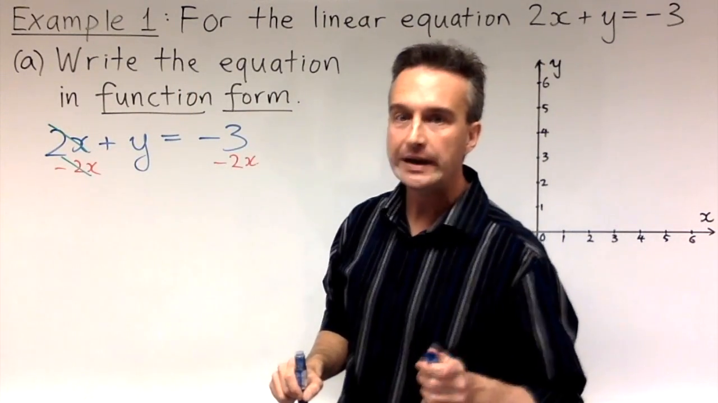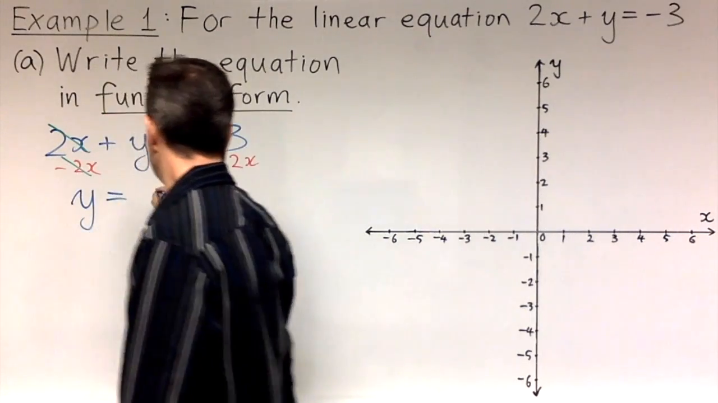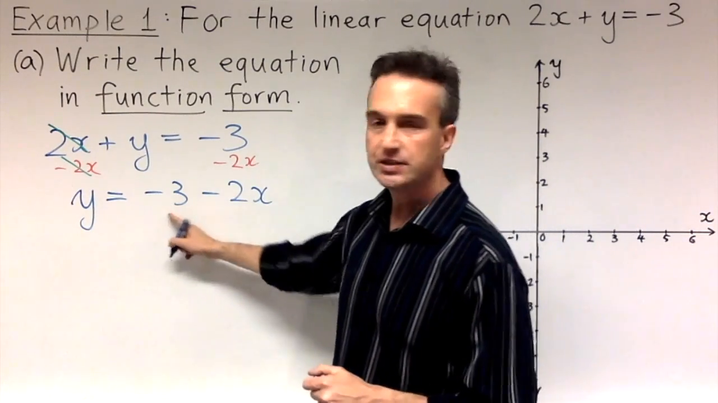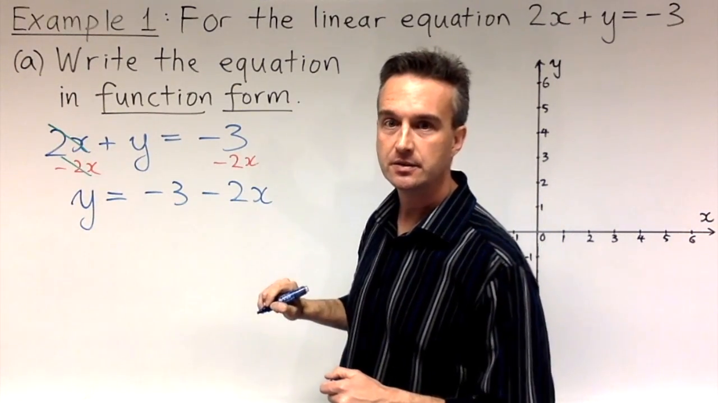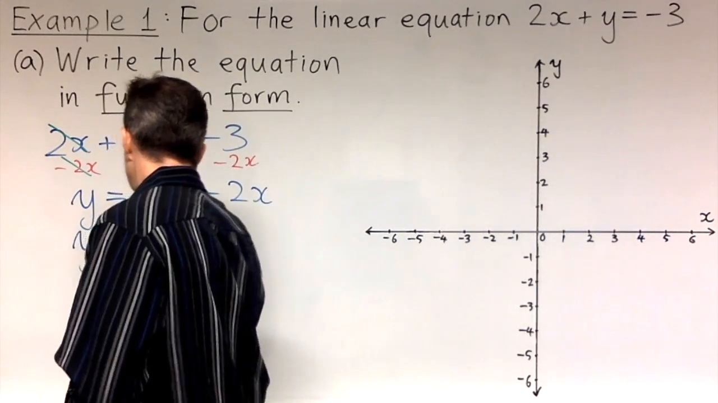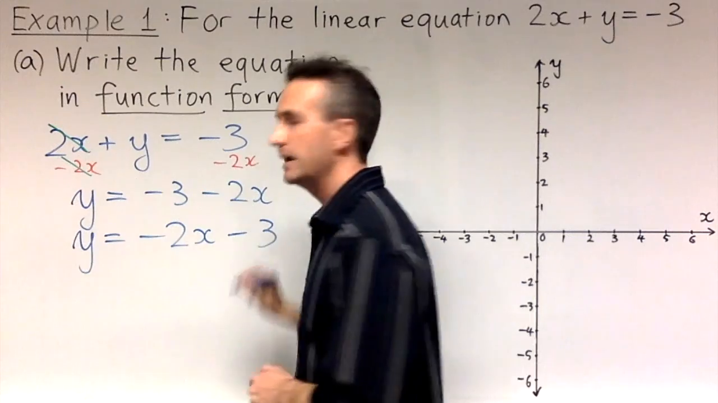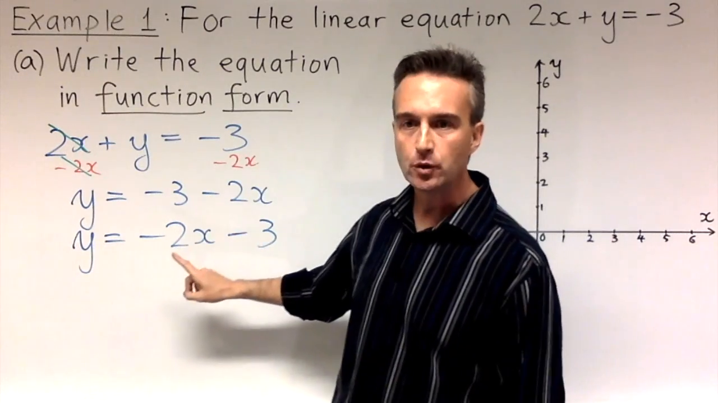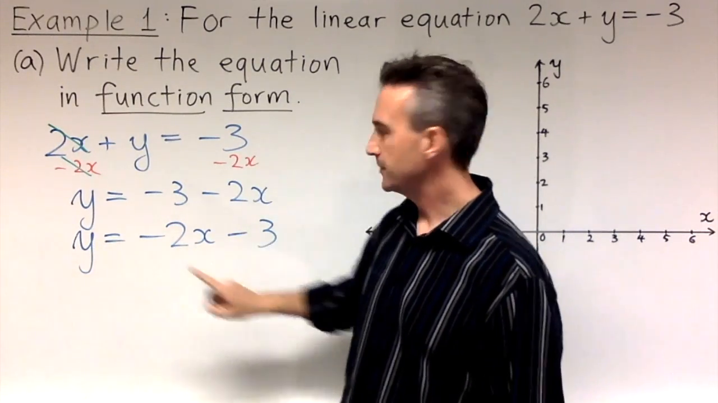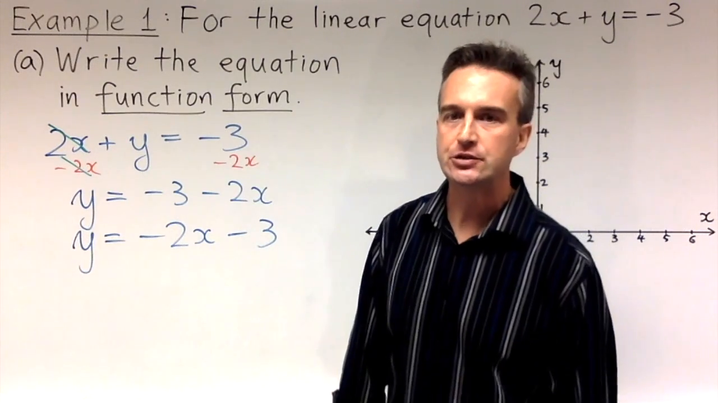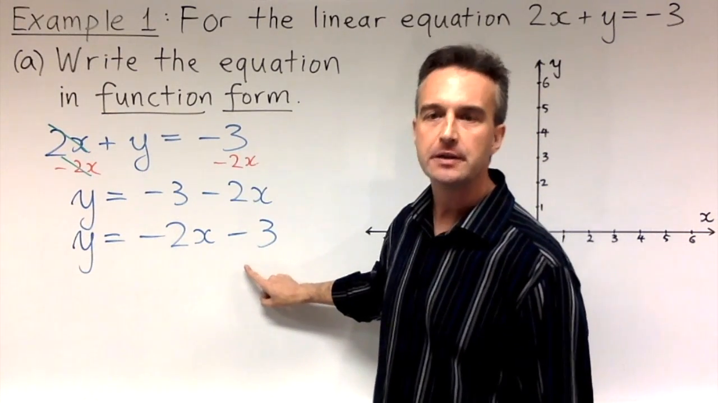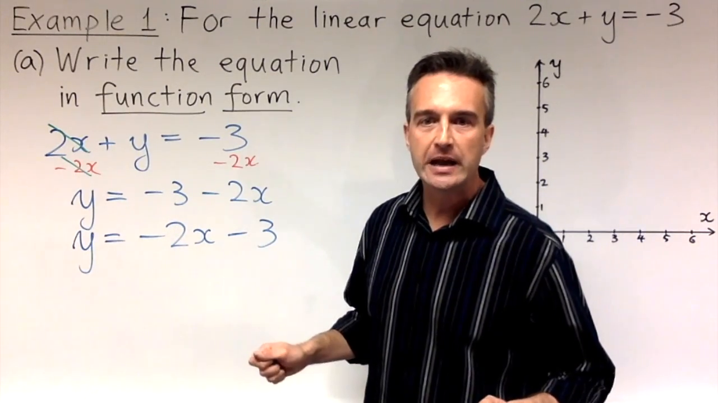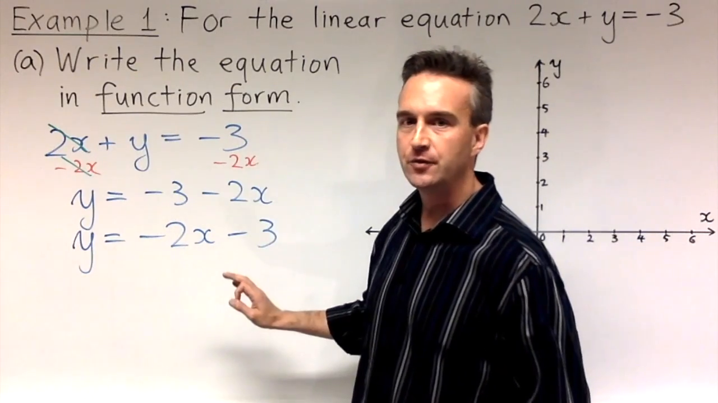This leaves us with y equals... actually, what I'm going to do is switch the position of these two terms here to y equals negative 2x minus 3. The reason for this is later on we're going to talk about the fact that the minus 2 and the minus 3 have very special meanings. Later we're going to talk a little bit about minus 3, but we'll talk a little bit about the minus 2 another time. So there we have it. Our equation is now in function form.